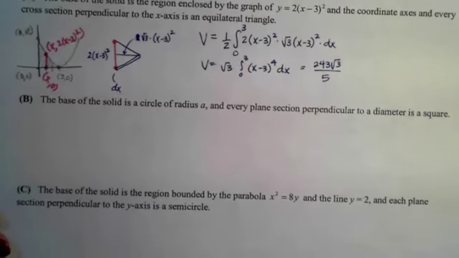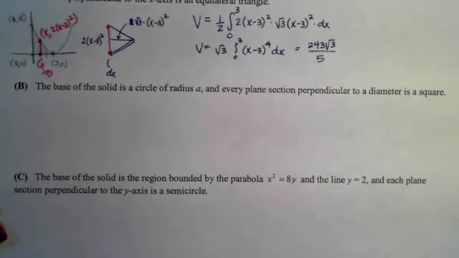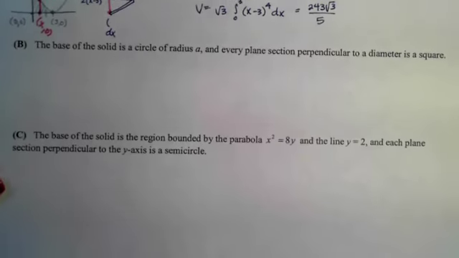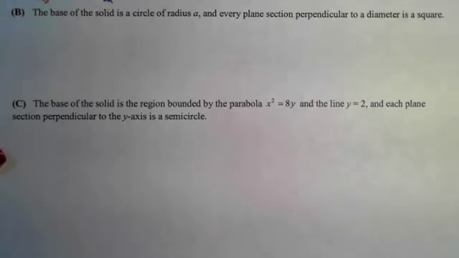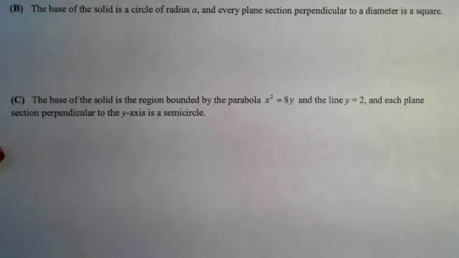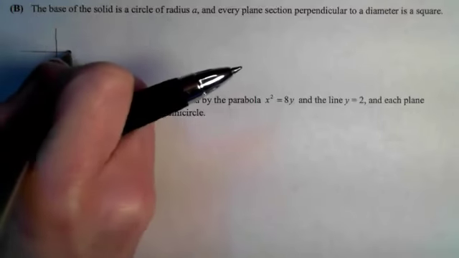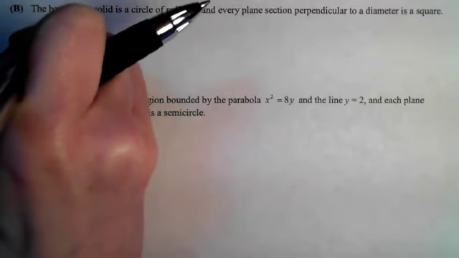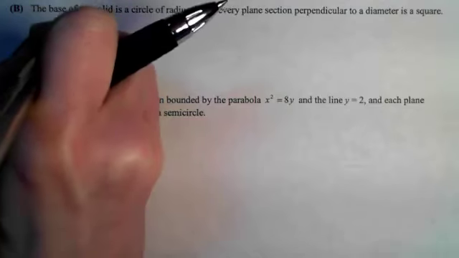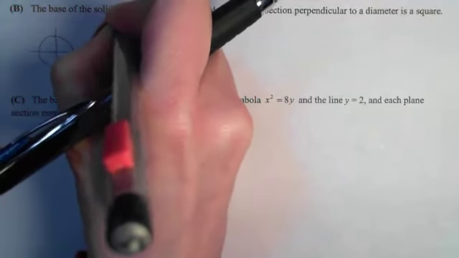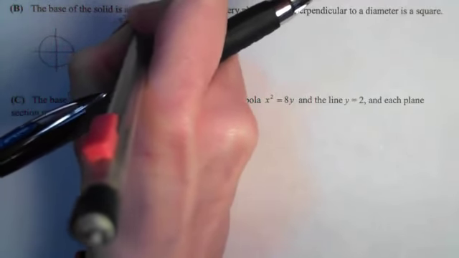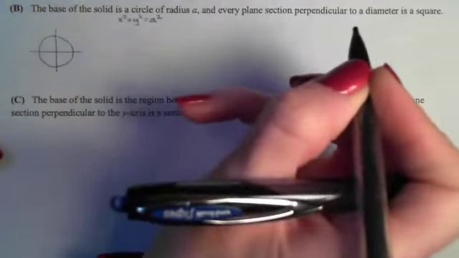Part B says the base of the solid is a circle of radius a. So we've got some a's in here, which make it a little challenging. And every plane section perpendicular to a diameter is a square. So we're going to get to pick which diameter we use. Chances are this is going to be the easiest to set up if we put our curve as a circle centered at the origin. So we've got an x squared plus a y squared equals an a squared.